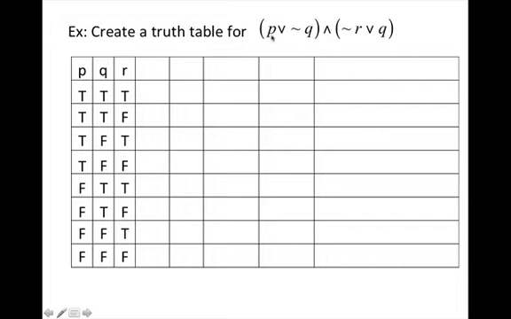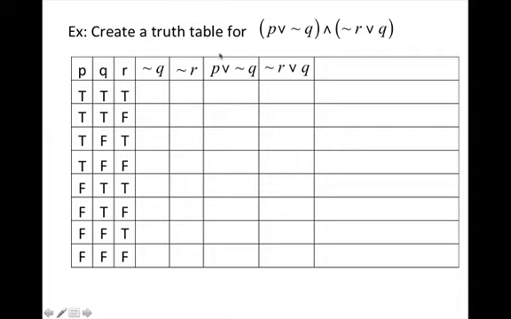My first parenthesis has a P or not Q. I know I'm going to need a not Q in my table. Once I have my not Q, I can find my P or not Q. But while I'm finding my not Q, I'm going to go ahead and look at the second parenthesis and list my not R. Since these are both negations, it's just going to be easier to list them first. Then when I have my negations, I can find the parentheses. The first one is the P or not Q, and the second one is the not R or Q.